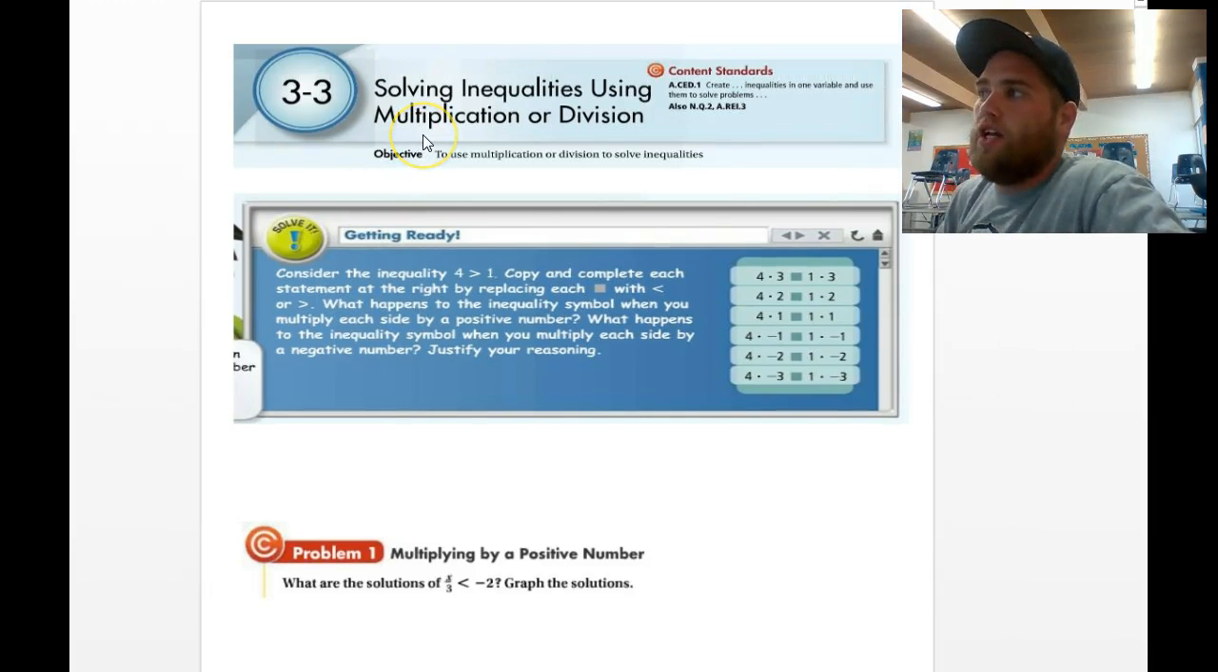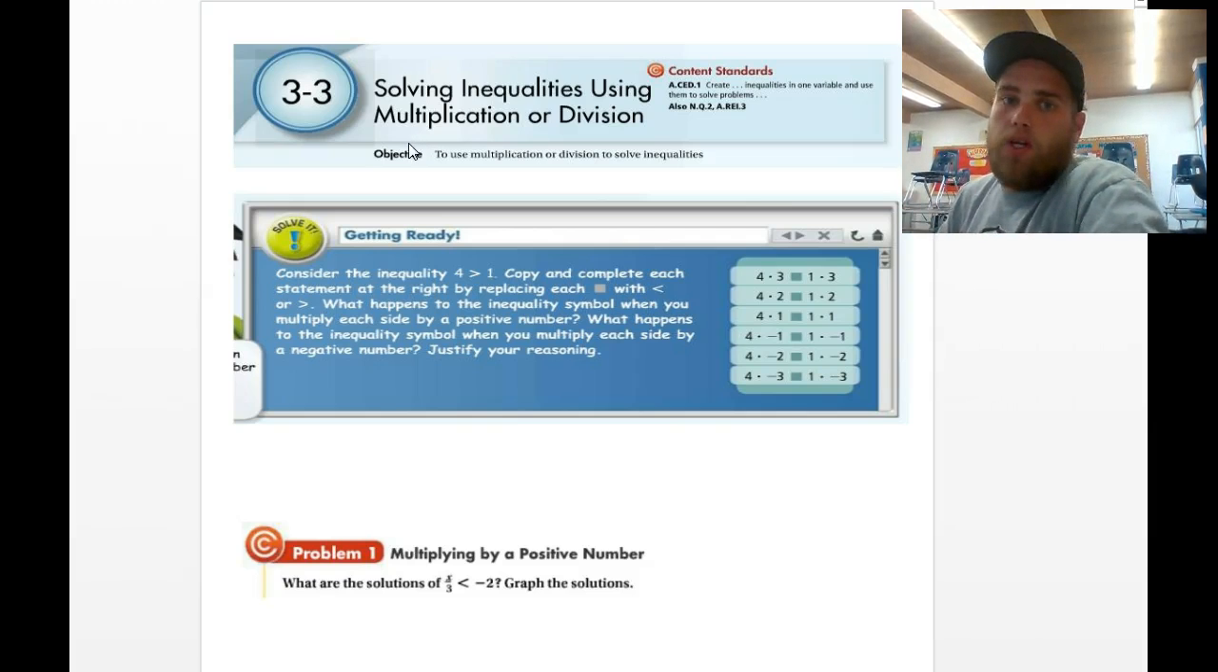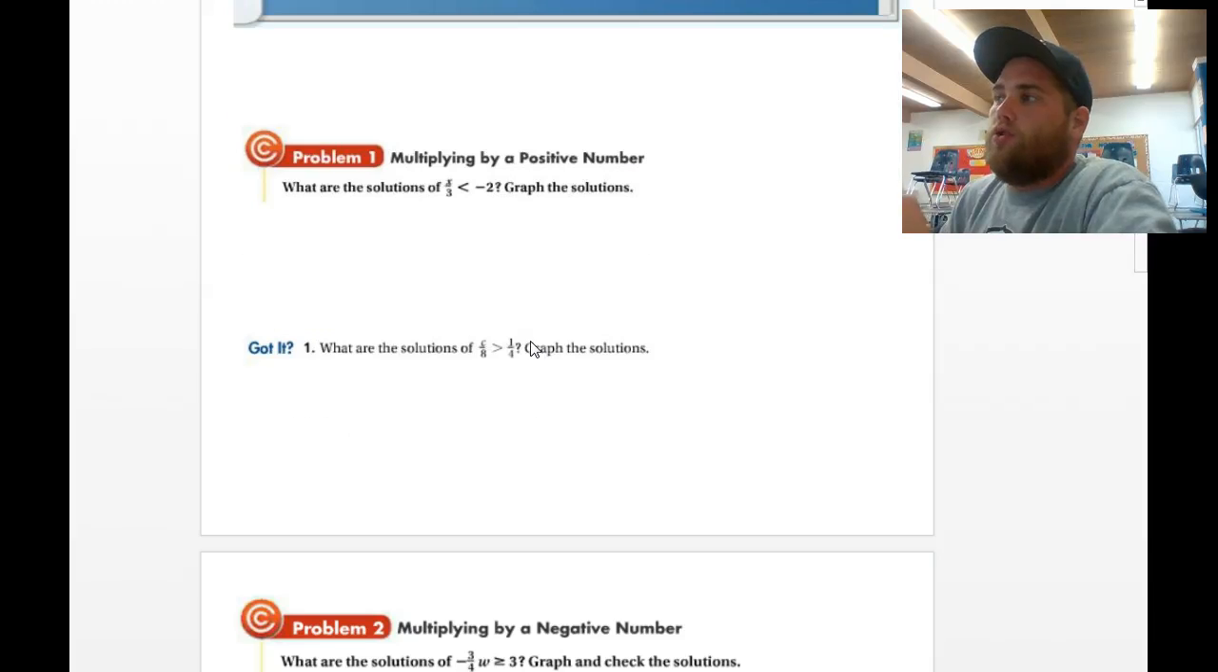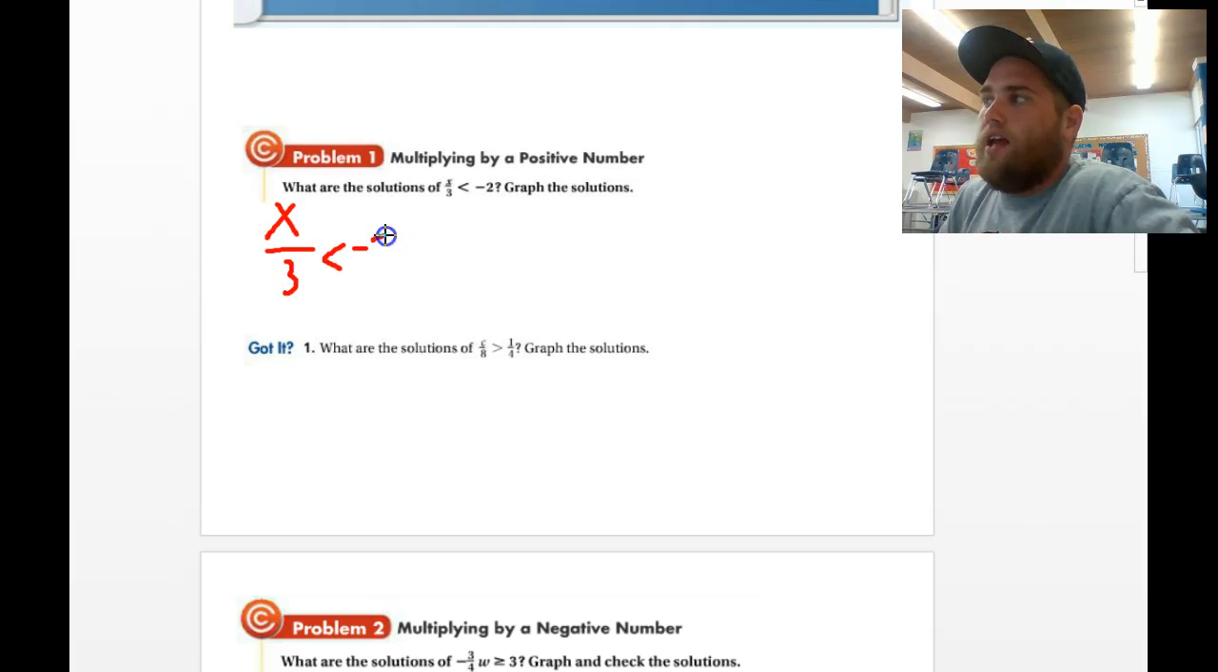So 3-3, solving inequalities using multiplication and division. Once again, the same thing we've been doing. We're just going to take a step, either multiplying or dividing, and you guys know how to do this, so let's jump right in. My first problem, I have x divided by 3 is less than -2.